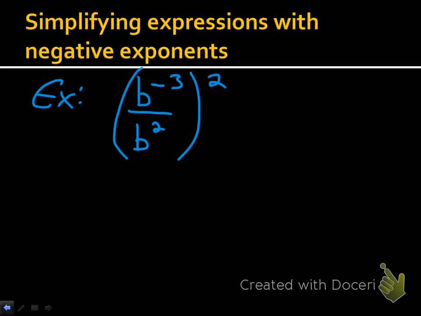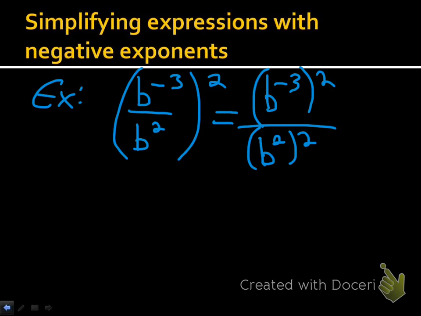Oh, this is a good one. Okay, let's apply some of those quotient rules that we learned last section. So even though I've got a negative exponent, rules still apply. So this is just going to change to b to the negative 3 squared divided by b squared.